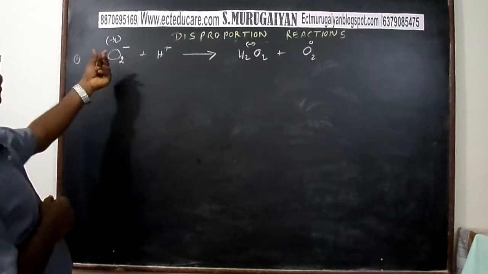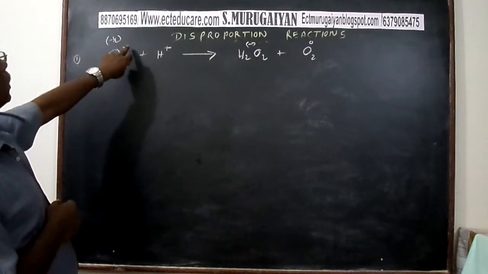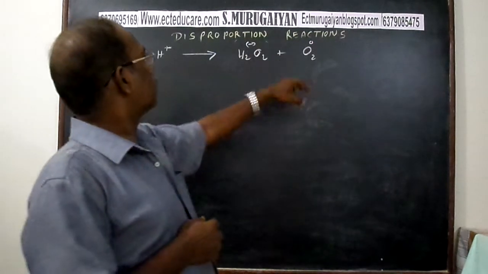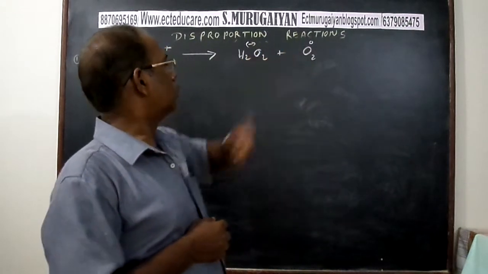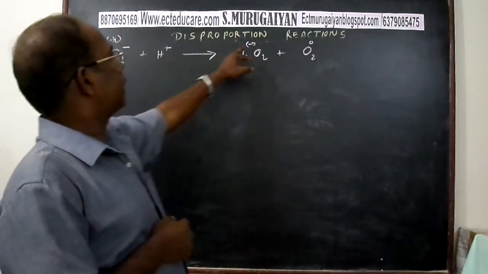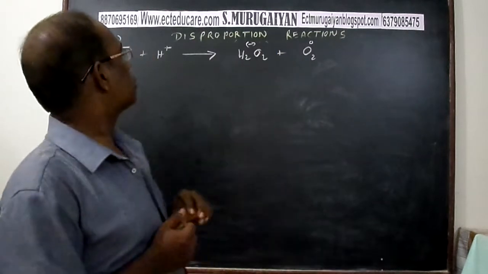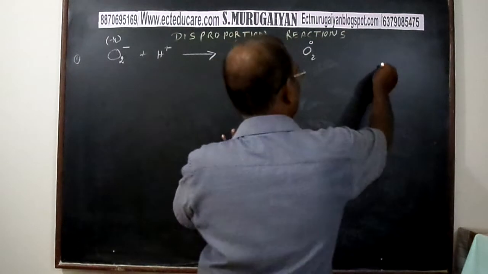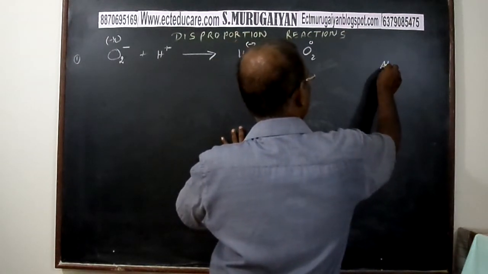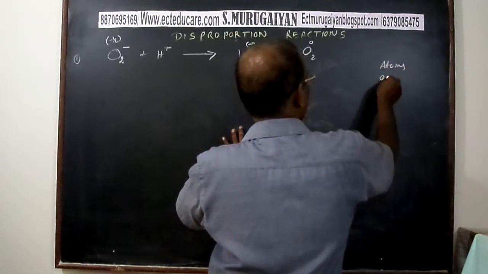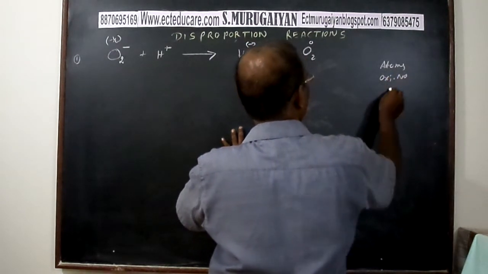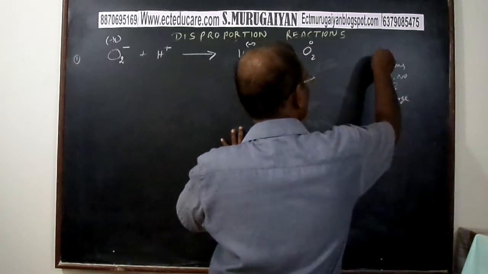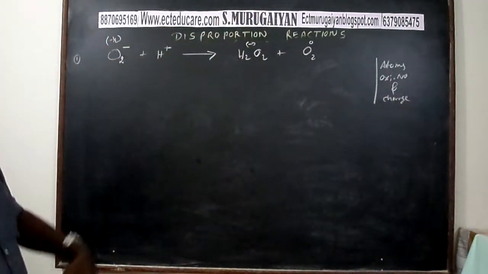The oxidation number of the oxygen with the charge minus 1 is minus 1 by 2. The other two are minus 1 and 0. So minus 1 lies between these two. So this is said to be a disproportion reaction. We can solve based on atoms, oxidation number, and charge. In three levels we can discuss.